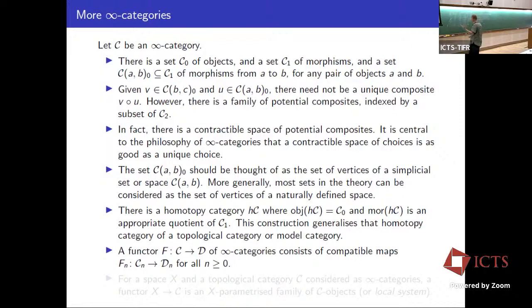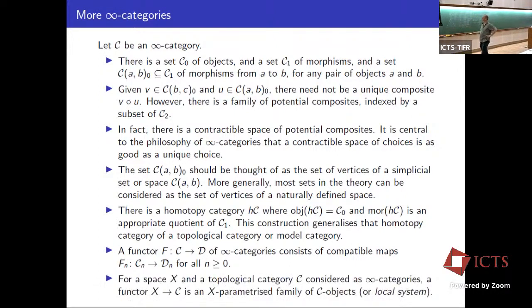So if we've got a map F_2 from C_2 to D_2, then that's encoding compatibility of F with composition. And you shouldn't stop at 2. To make everything fit together properly, you have to have maps F_n from C_n to D_n for all n, and they have to be simplicially compatible. So a functor of infinity categories consists of maps F_n from C_n to D_n which are compatible with the relevant structure.